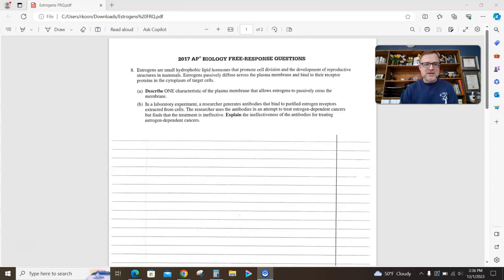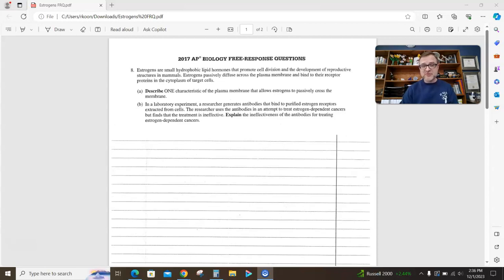All right, let's go. Estrogens are small hydrophobic lipid hormones that promote cell division and the development of reproductive structures in mammals. Estrogens passively diffuse across the plasma membrane and bind to their receptor proteins in the cytoplasm of target cells. All right, that prompt tells you a lot of what you need to know to answer the question. So A, describe one characteristic of the plasma membrane that allows estrogens to passively cross the membrane.